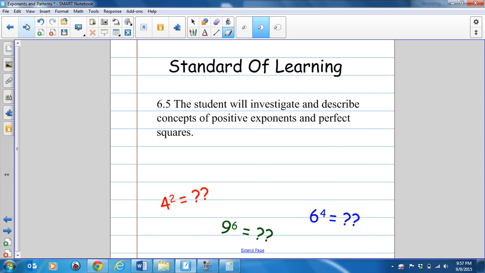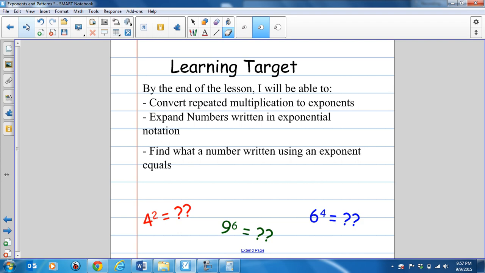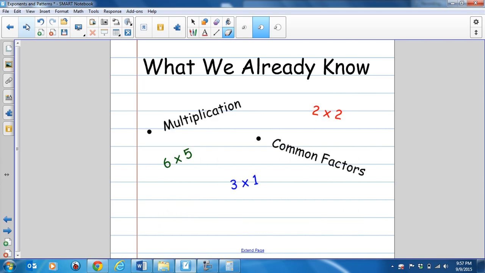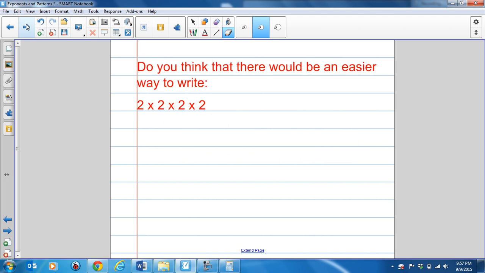The standard of learning for today is that the student will investigate and describe concepts of positive exponents. What you will be able to do at the end of this lesson is say that I can convert repeated multiplication to exponents, expand numbers written in exponential notation, and find what a number written using an exponent equals. What you already know are your multiplication facts, and you already know how to find factors.